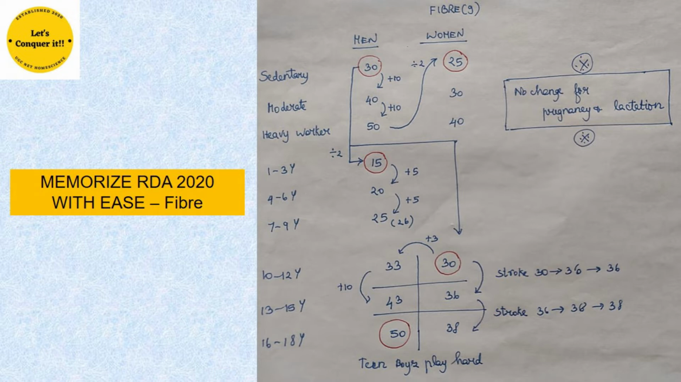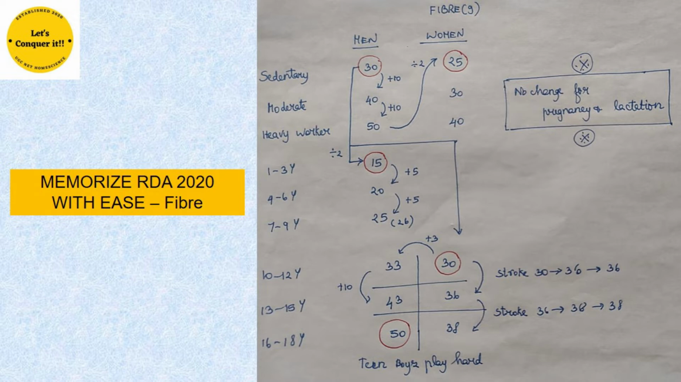Next, to get the requirement of a man who is a heavy worker, again we are just going to add another 10. 40 plus 10 gives us 50. So this 50 is the fiber requirement of a man who is a heavy worker. Simple, you don't have to remember much because it is just 30, 40, 50 in order for sedentary, moderate and heavy worker. Now let us go into the women's requirements.